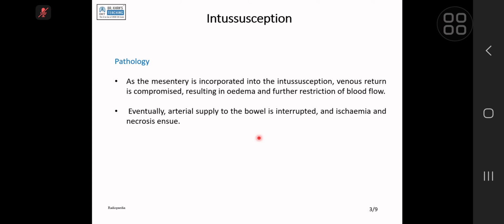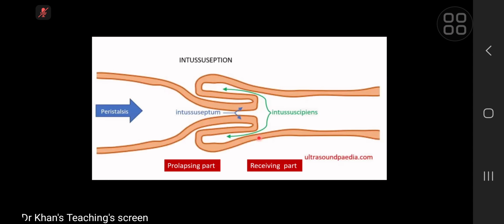So what happens is that in intussusception, there will be attenuation of the venous return, which will cause ischemia and edema. And if it is not treated, then there can be arterial interruption and ischemia. So these words should be in your vocabulary. In the exam, they have asked these words.